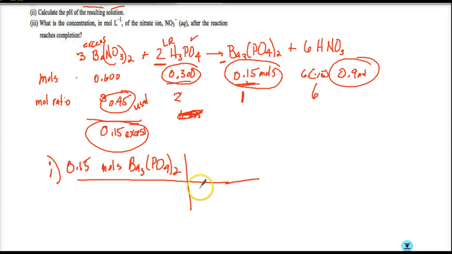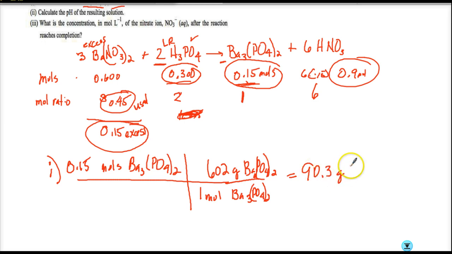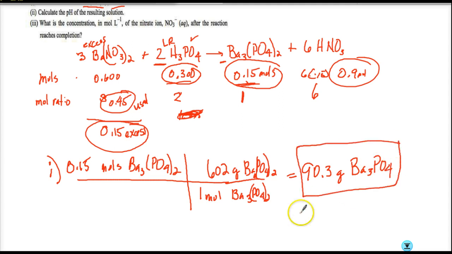Okay, so 1 mole of this is 602 grams of that in a mole, and there's a 3, there's a 2, and I'm going to come up with 90.3 grams of Ba3(PO4)2. There you go.